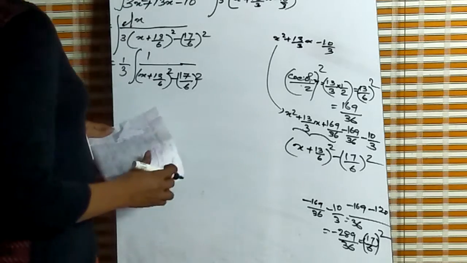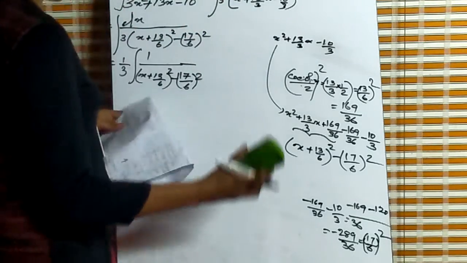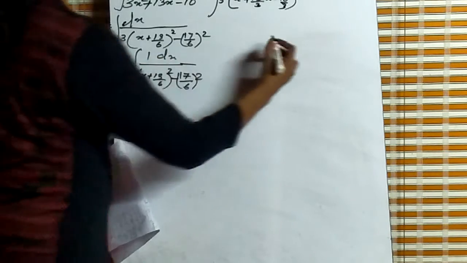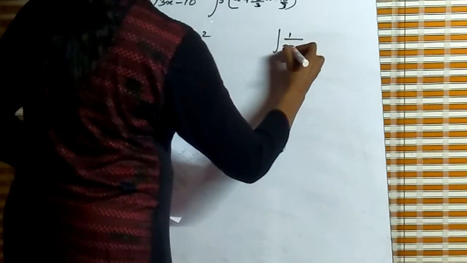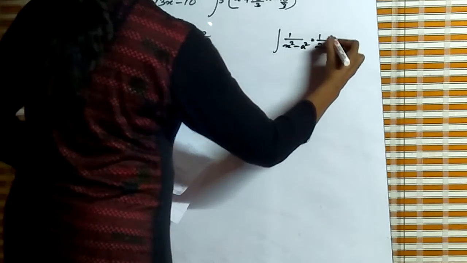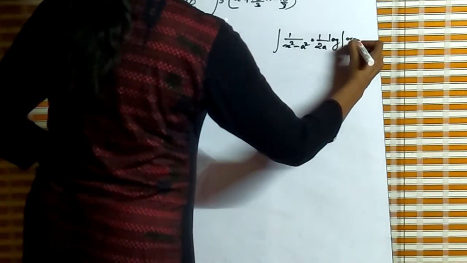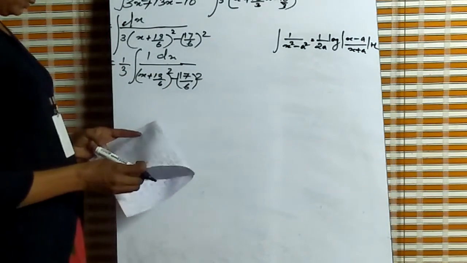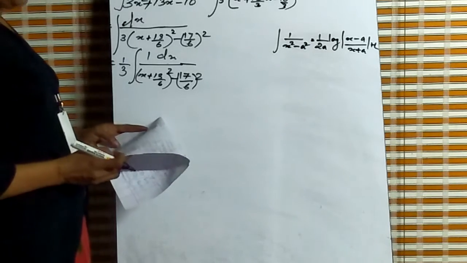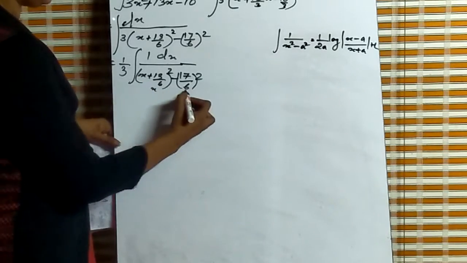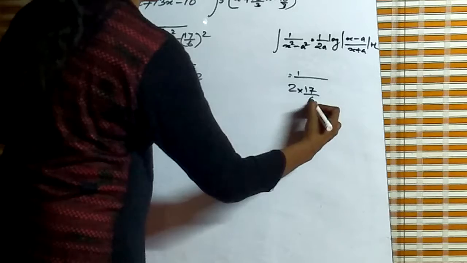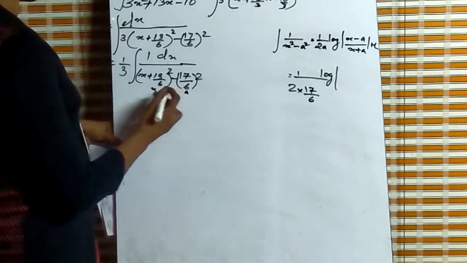This is in the form 1 by x square minus a square. The integral of 1 by x square minus a square is equal to 1 by 2a into log absolute value of (x minus a) by (x plus a) plus c. Here x is this term and a is 17 by 6. So our answer is 1 by 2 into a, which is 17 by 6, into log absolute value of this.